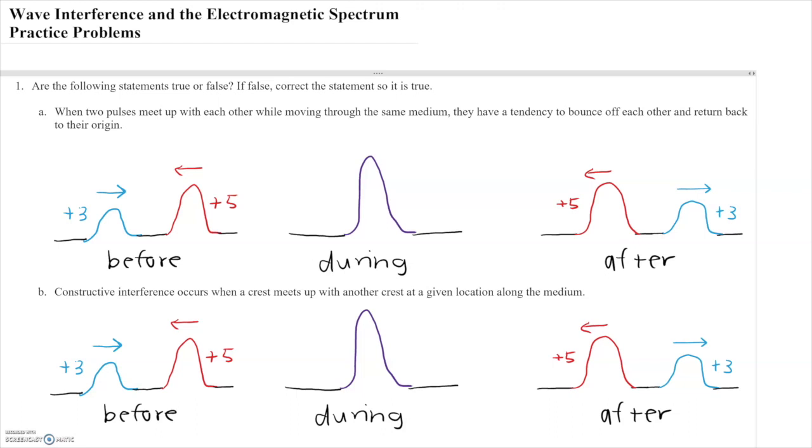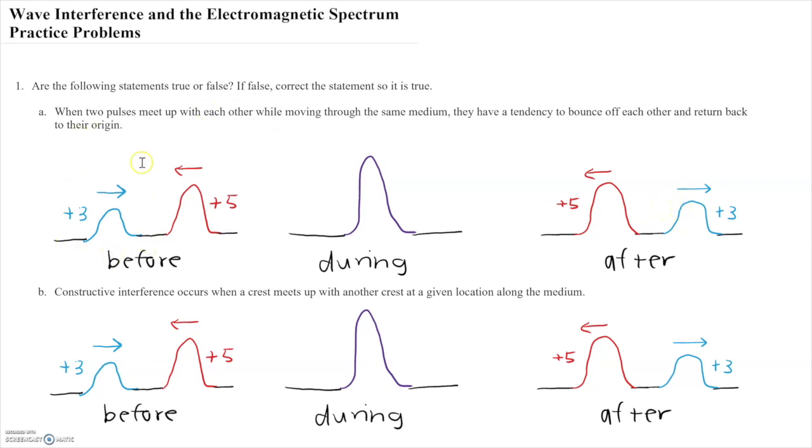So over here, I just drew an example of two wave pulses moving toward each other, one with an amplitude of 3, as you can see in the blue, and one with an amplitude of 5, as you can see in the red. Before, they are moving toward each other, the blue moving to the right and the red moving to the left. During interference, they constructively interfere with each other, as you can see in the purple. And then afterward, they actually do not bounce off each other.